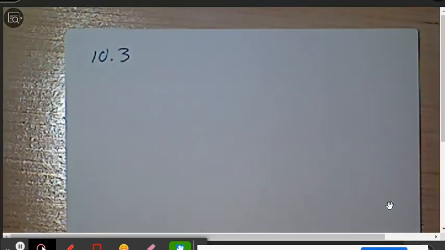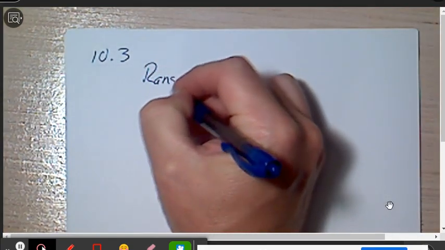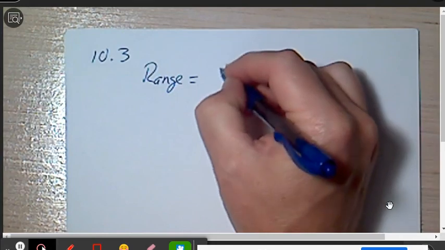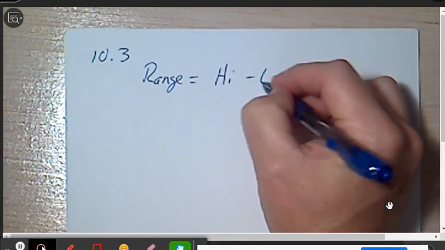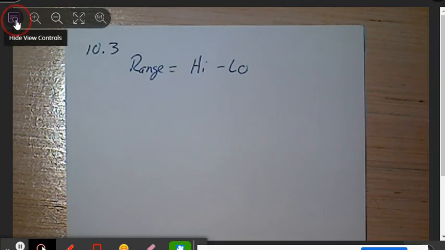Okay, 10.3. We're still dealing with measures of central tendency. And the very first thing that they look at in 10.3 is the range of data. The range is really simple, really straightforward. It's the high minus the low. Find the highest number in the data, find the lowest number in the data, and then subtract those two numbers, and that's it.